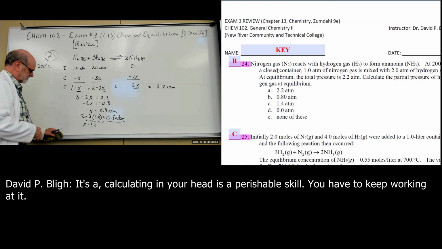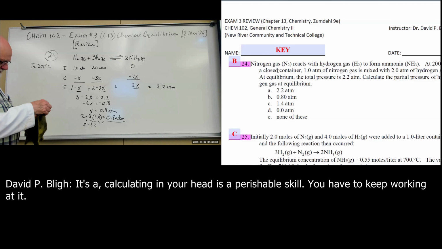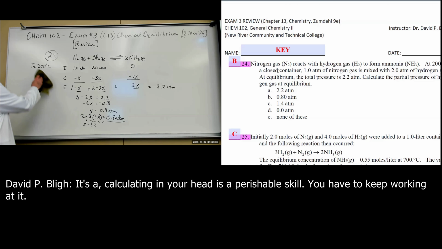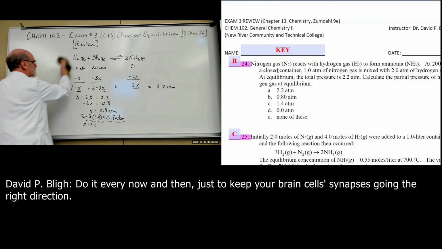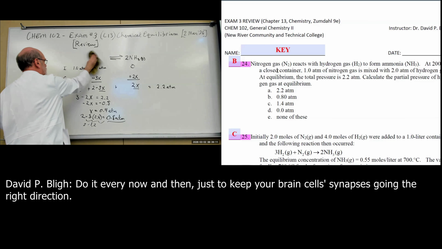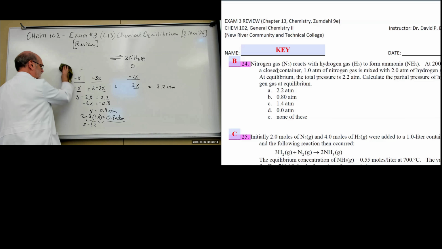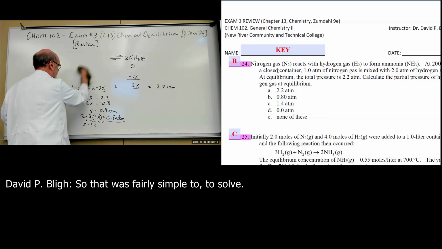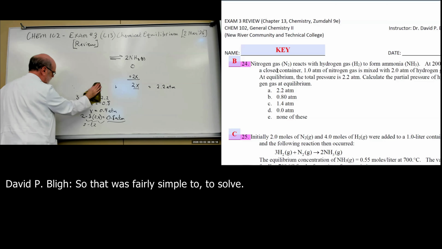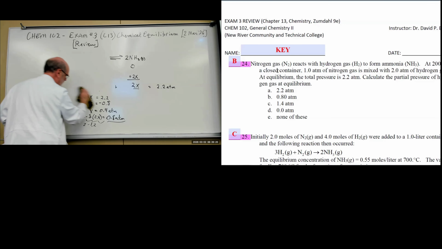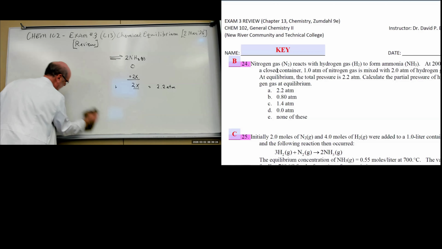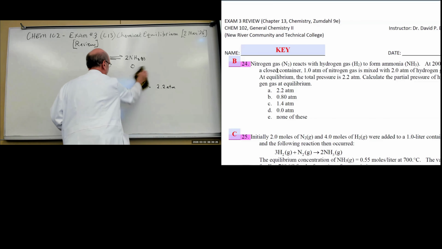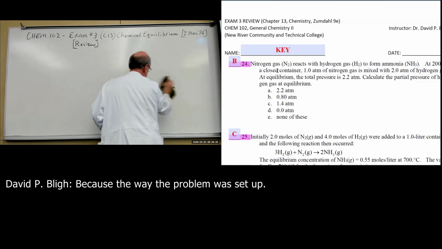Calculating in your head is a perishable skill. You have to keep working at it. Do it every now and then just to keep your brain cells, synapses go in the right direction. So that was fairly simple to solve. We didn't have to go through a quadratic solution because of the way the problem was set up.